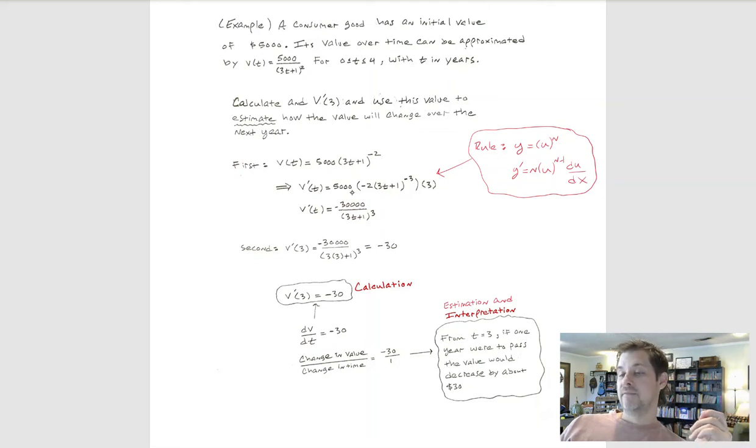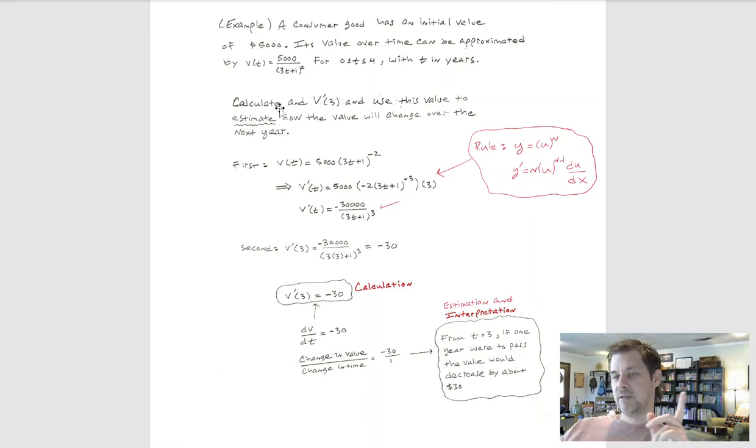Now, 5,000 times what? Times whatever the chain rule would give you in this case of (3t plus 1) to the minus 2. We bring that power of minus 2 to the front, then we subtract 1 from it, then we find the derivative of 3t plus 1. The derivative of 3t plus 1 is 3. So we get, taking 3 times minus 2 times 5,000, negative 30,000 over (3t plus 1) to the positive 3 power. So there's our derivative.